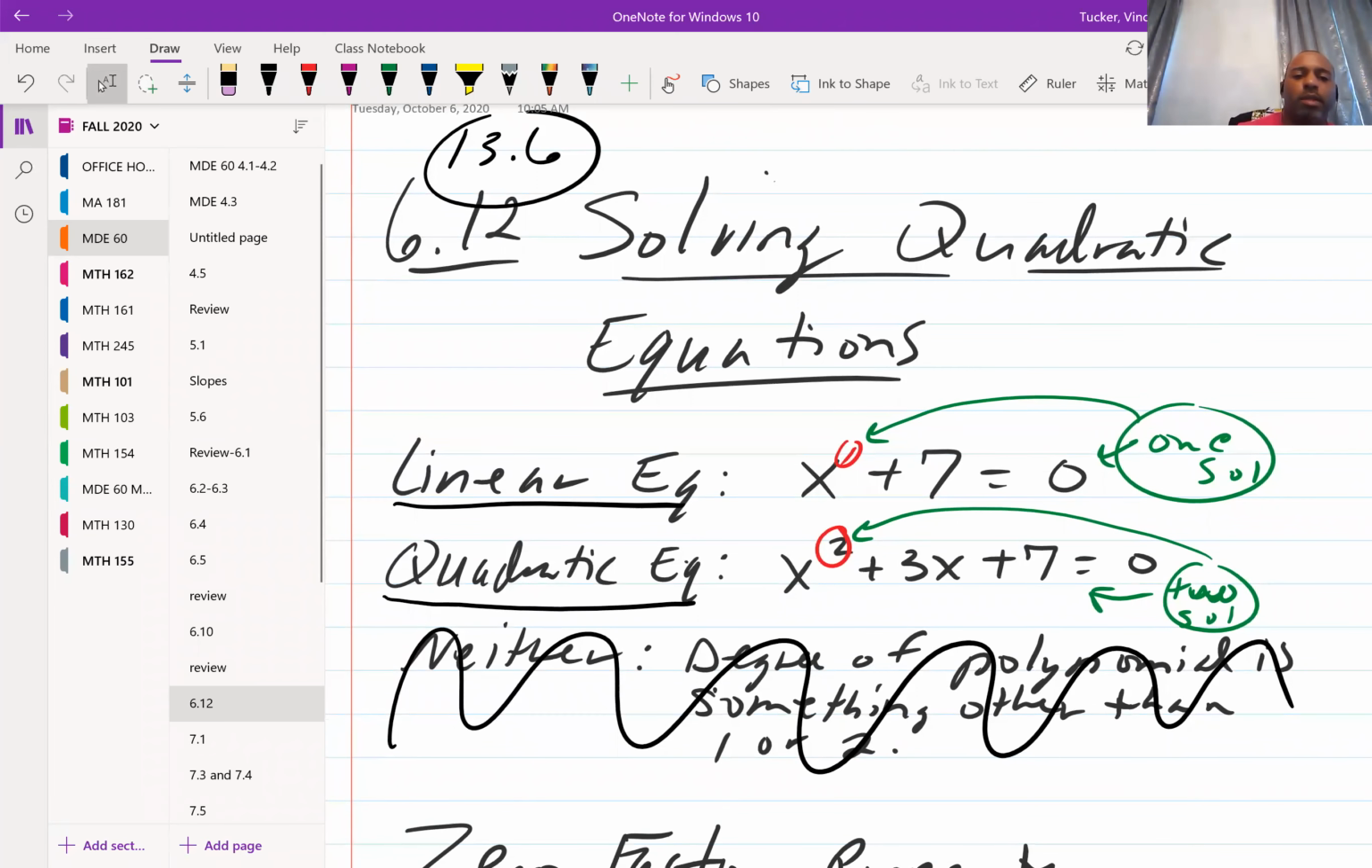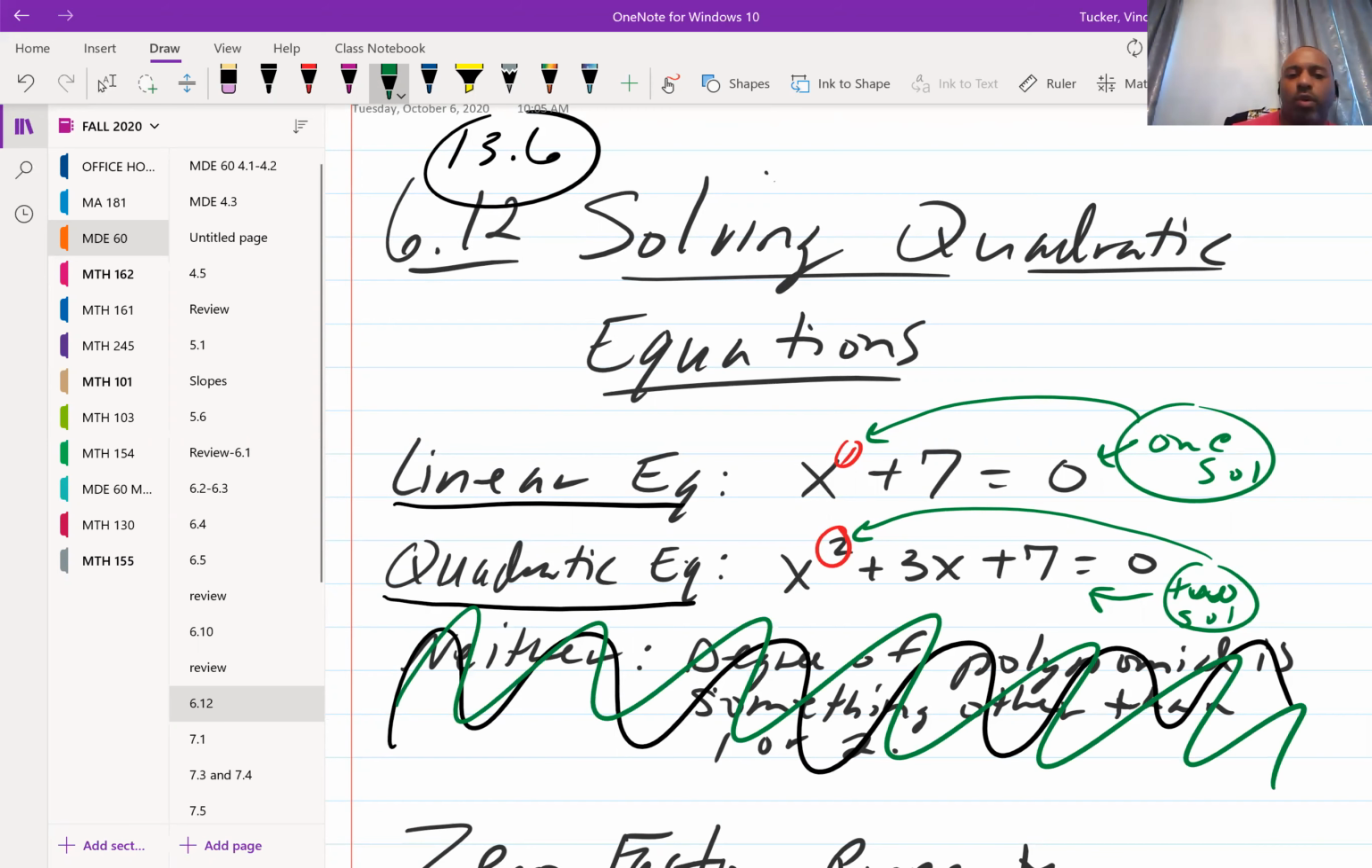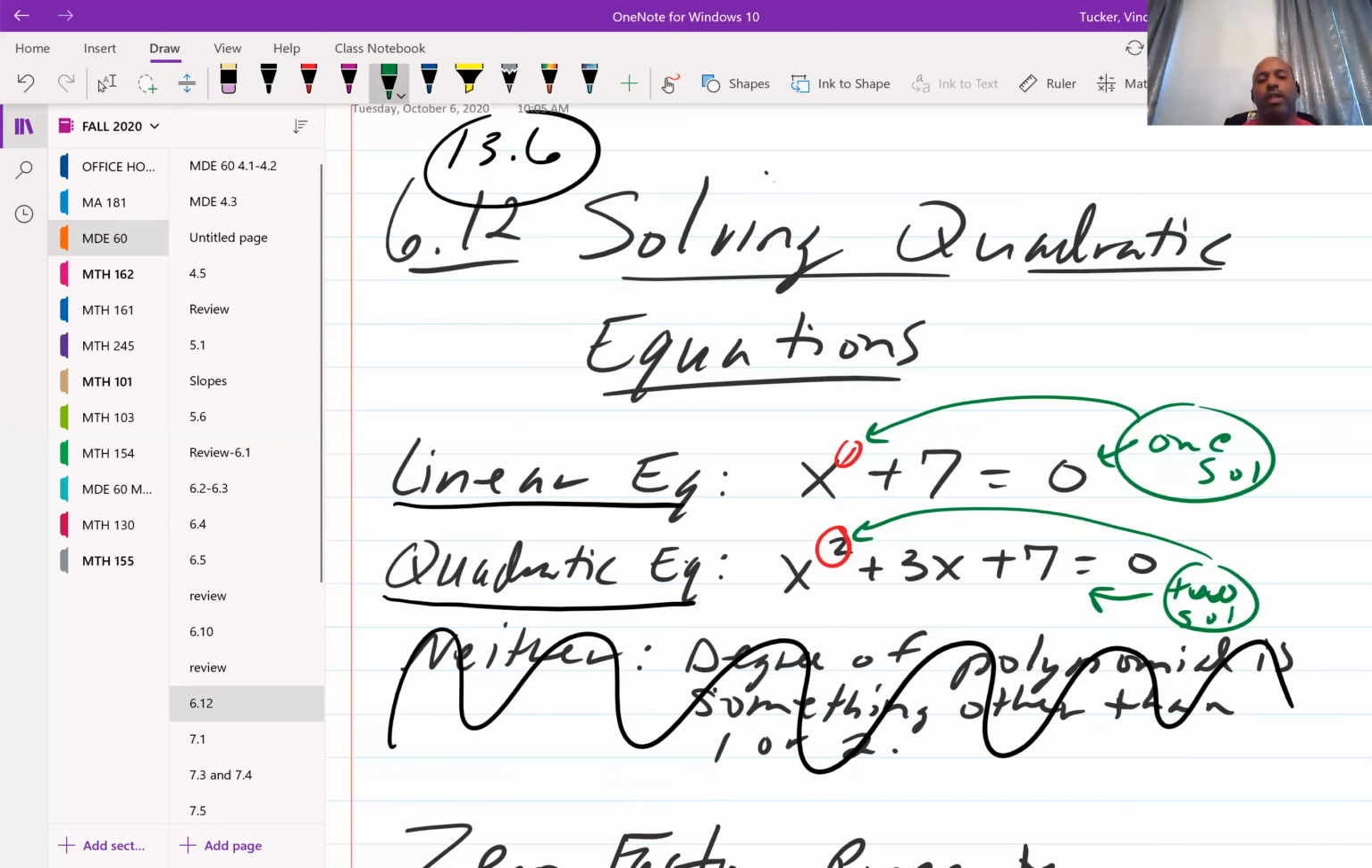Oh, yeah, don't worry about it. Degree of polynomial, something other than 1. Yeah, don't worry about that. Yes, I was just reading this to see if this was pertaining to you guys. But don't worry about that. That I have scratched out. That's for another class. They never asked yet.